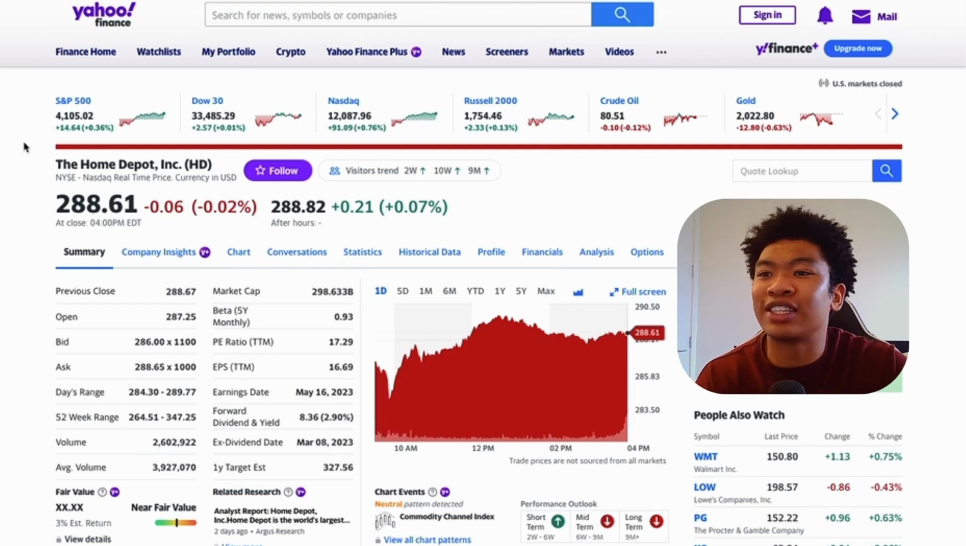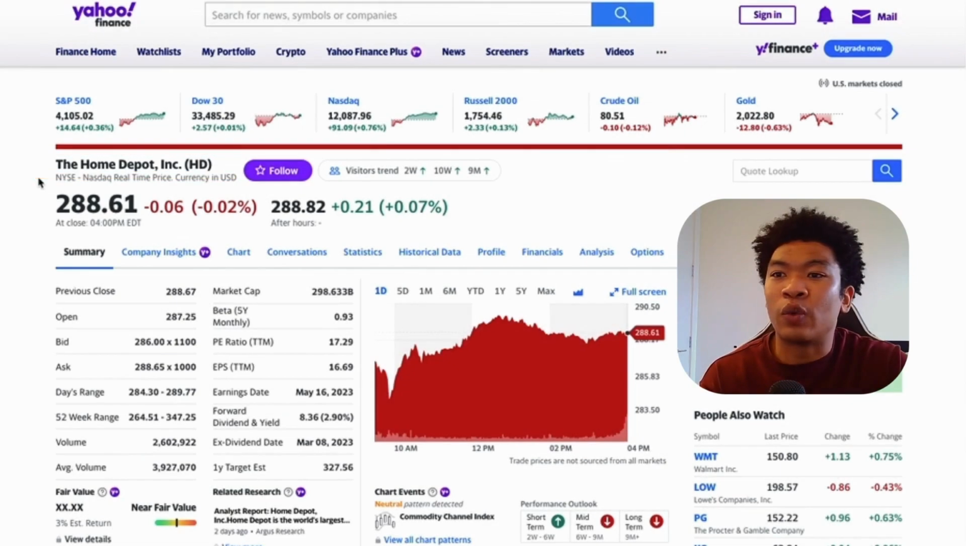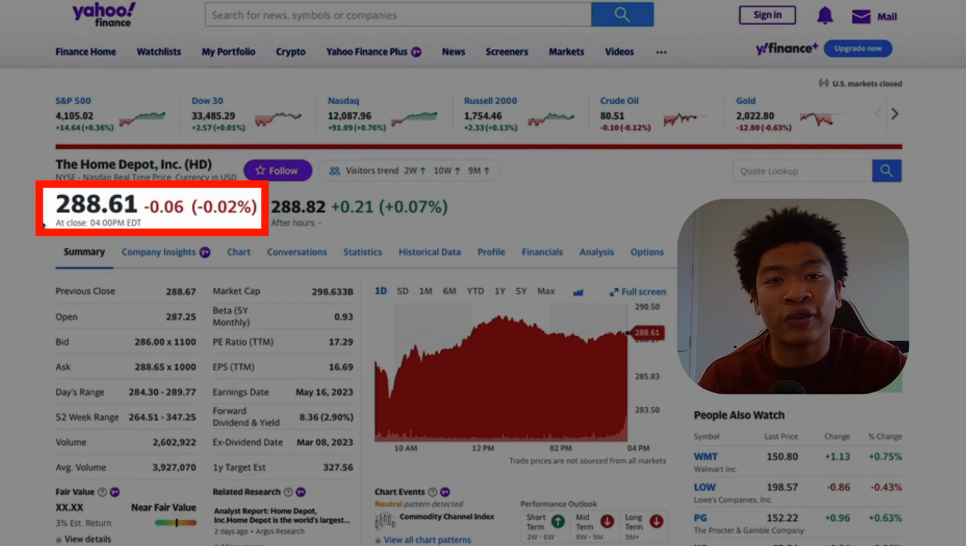Now, moving on to the actual stock for the Home Depot Inc., ticker symbol HD. Now we see here that the price for a single share of Home Depot stock is $288.61. The number to the right of that tells us how much the stock price changed since the previous market close. So compared to the previous trading day, Home Depot stock price has gone down about 6 cents or 0.02%.